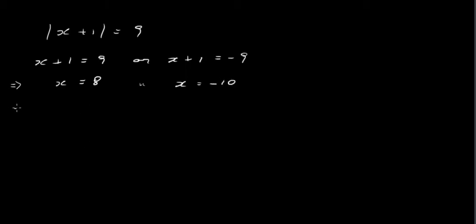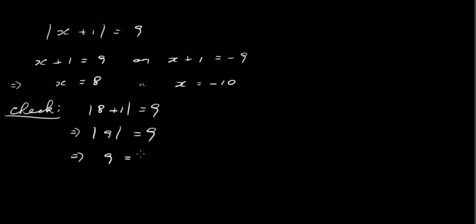So does that work if we check that? Well, if x is equal to 8, we get the modulus of 8 plus 1 equal to 9. Well, 8 plus 1 is just equal to 9, so 9 is equal to 9, that's correct. What about minus 10 here? Well, we've got minus 10 as our x, plus 1. What does that give me? Minus 10 plus 1 is minus 9. The modulus of minus 9 is equal to 9, so 9 is equal to 9 again, so that works.